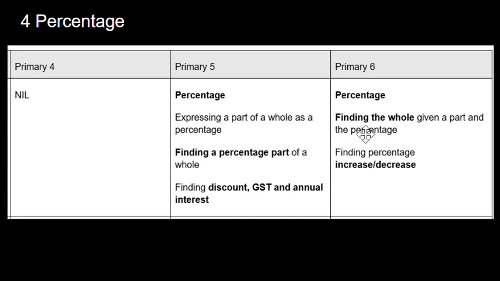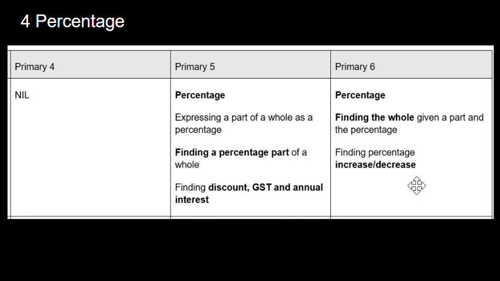By P6, finding the whole given the parts and the percentage. So which means that in this case they will tell you things like, okay, the shoes after 10% discount are $90. What is the original price? So now you work backward. Okay, so in this case the original price will be $100.